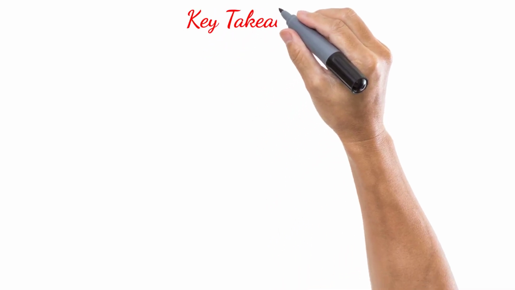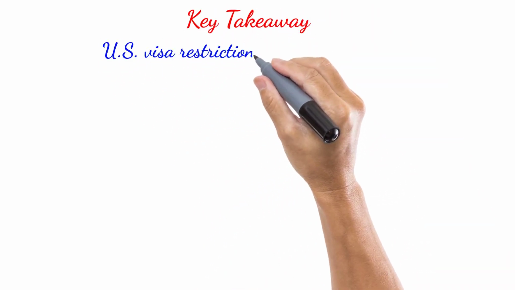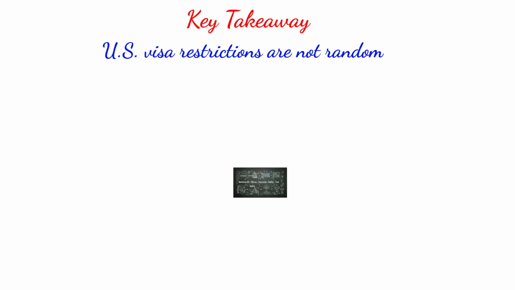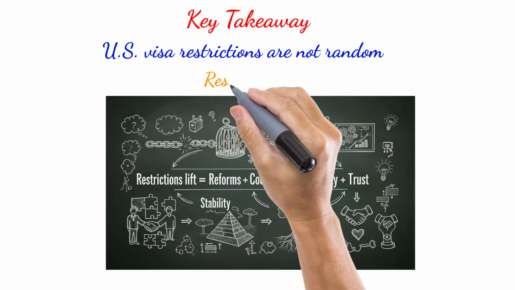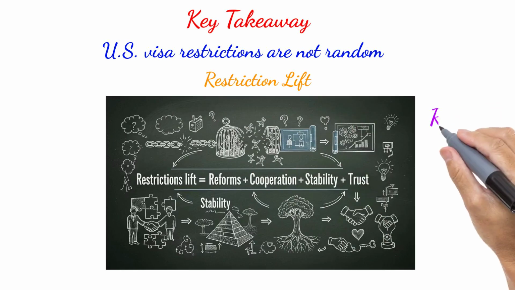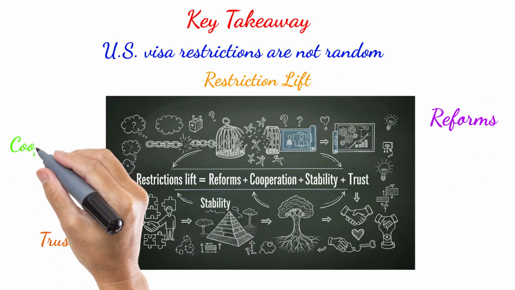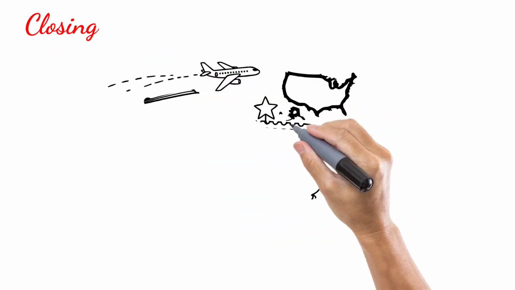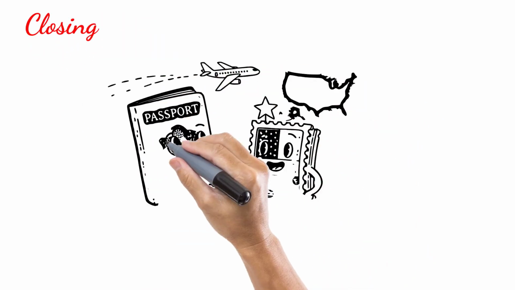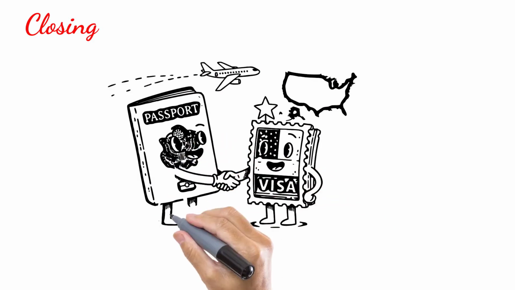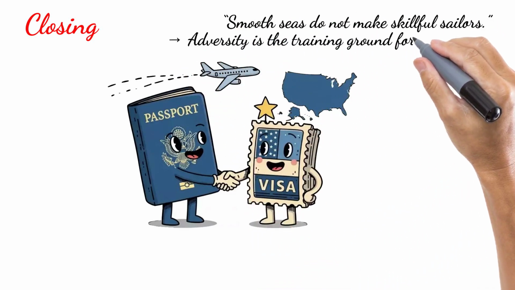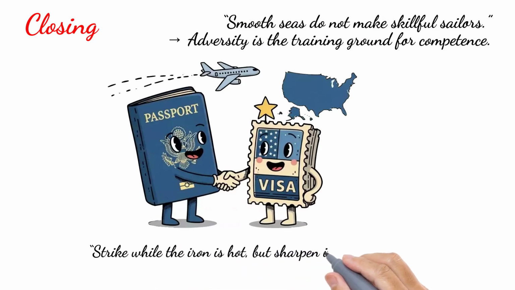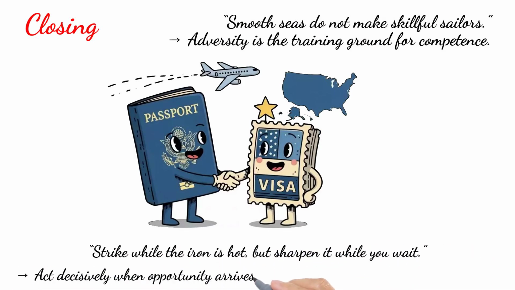In summary, U.S. visa restrictions are not random. They reflect risk, either from security threats, weak identity records, or poor immigration compliance. Restrictions lift when reforms build trust, data systems improve, and cooperation strengthens. Visa policies change with evidence, not emotions. Countries that show measurable progress will always move to the front of the line. Remember, smooth seas do not make skillful sailors. And strike while the iron is hot, but sharpen it while you wait.